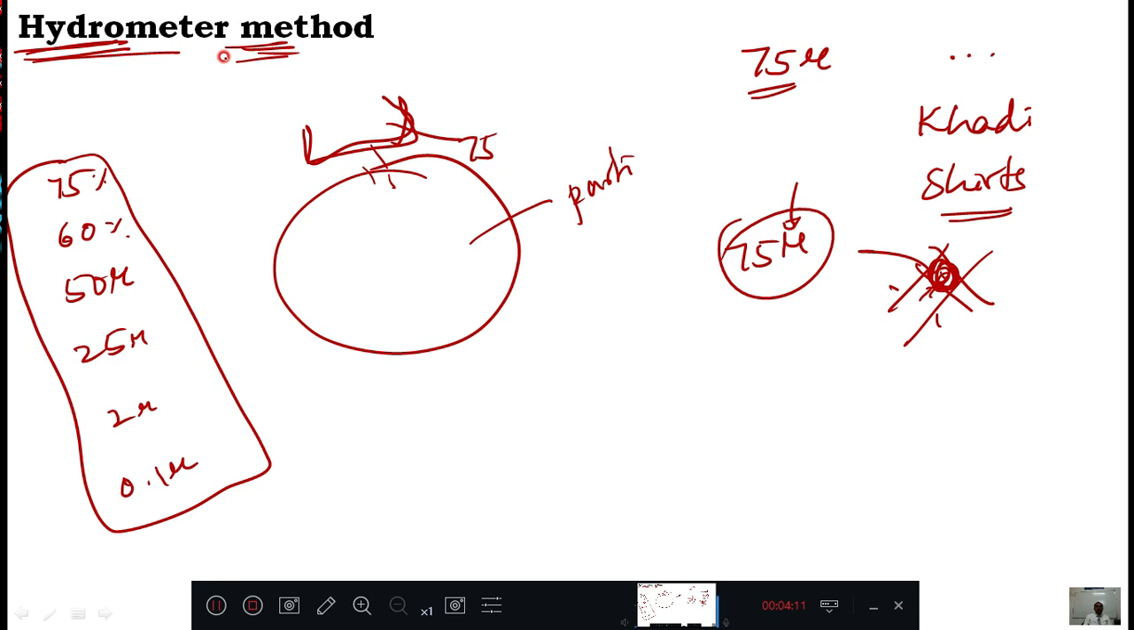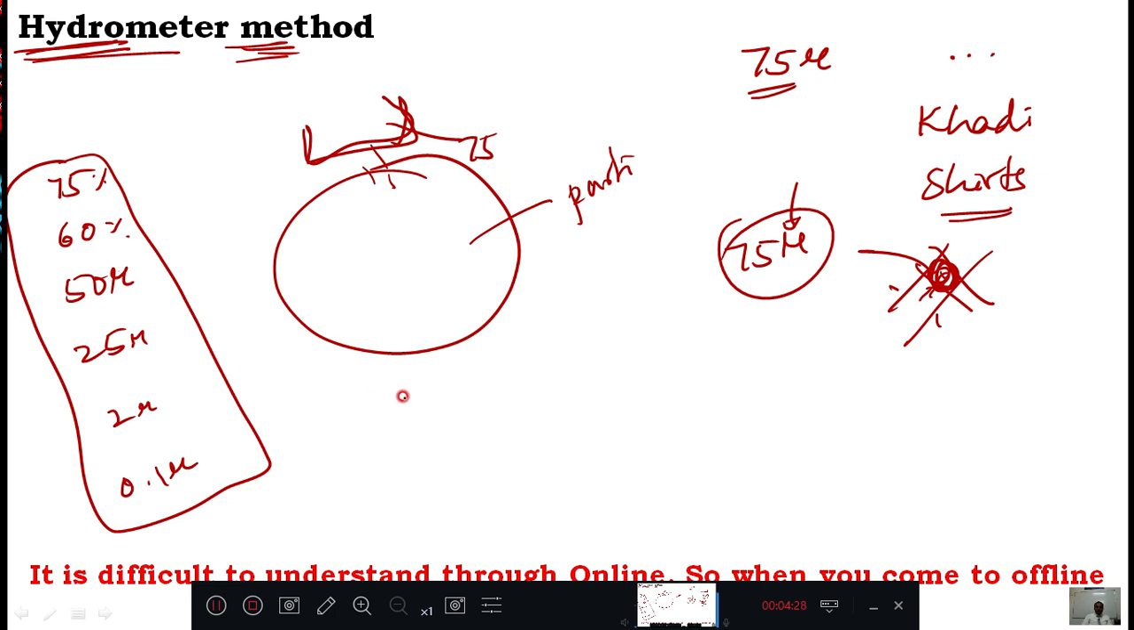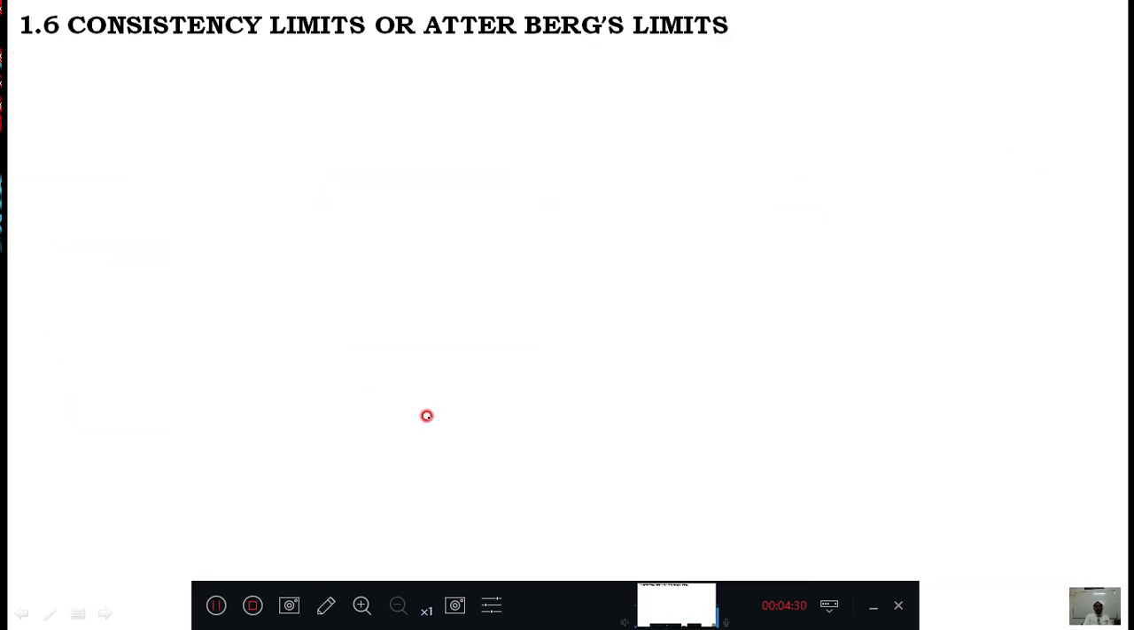Still, if this lockdown continues further, then I will make an arrangement. I will go to the lab, conduct the experiment, and perform it. But we still have an opportunity to learn this hydrometer method offline, therefore I will not cover it in this one. We'll go to the next concept: consistency limits or Atterberg limits. This we can study online, because we only need to understand the theory, what consistency limits and Atterberg limits are. This I will not call you for offline, I will explain it online only.